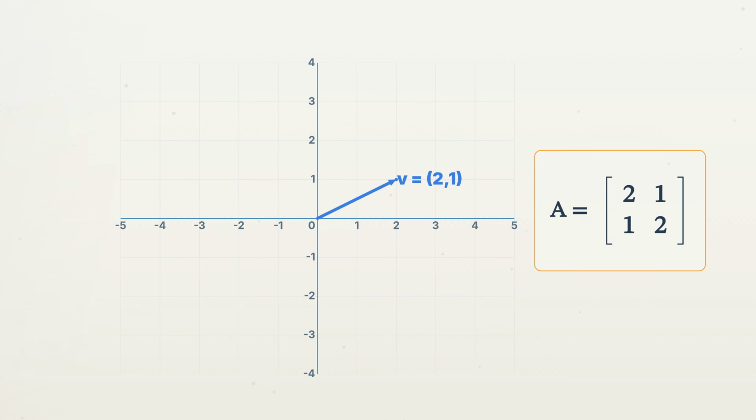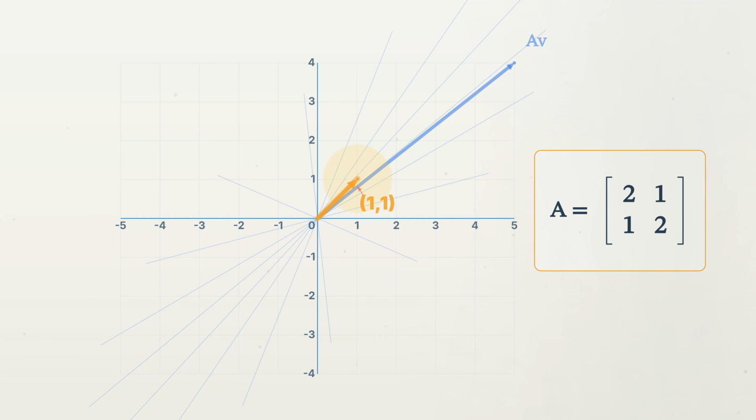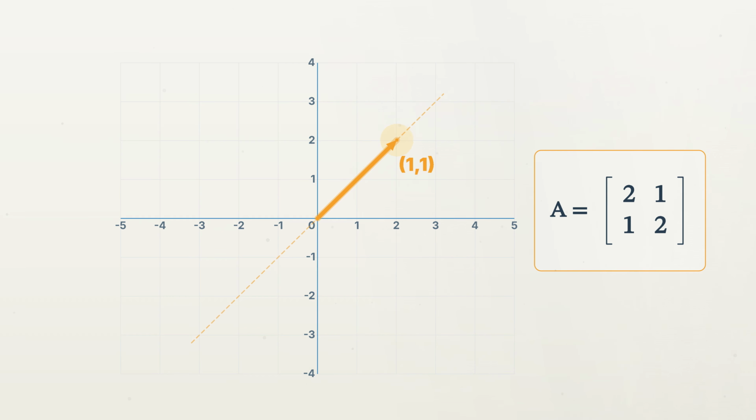Here's the deal. Most vectors get spun around by a matrix. But one direction refuses to spin. It only stretches, same line, just longer. That special direction has a name, eigenvector, and the stretch factor, that's its eigenvalue.